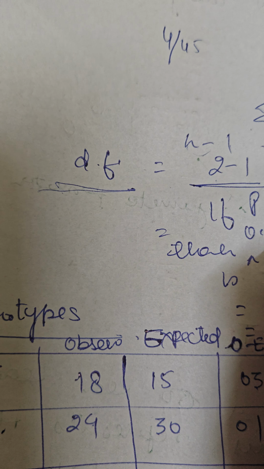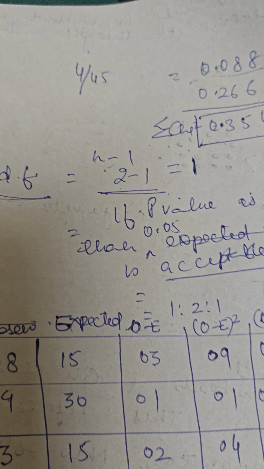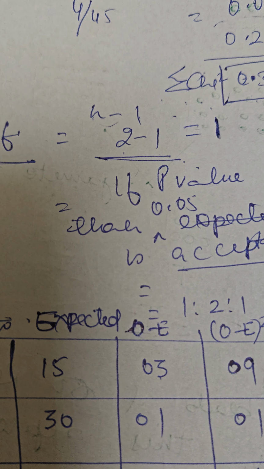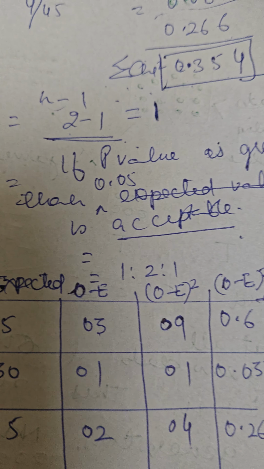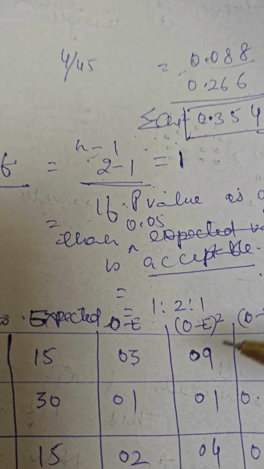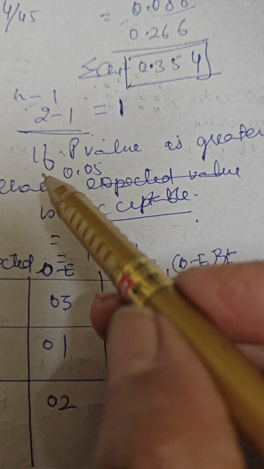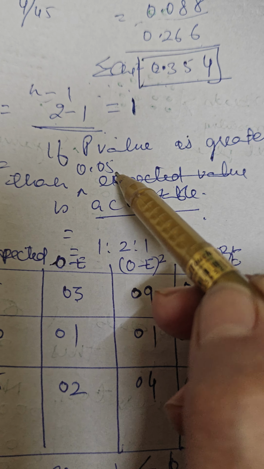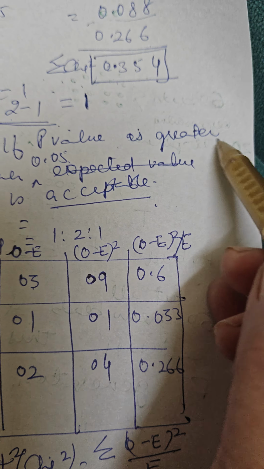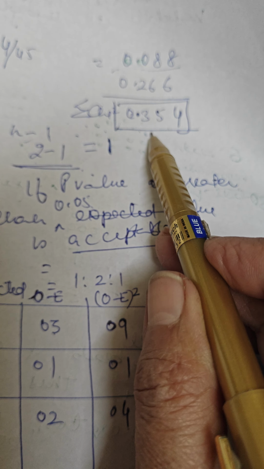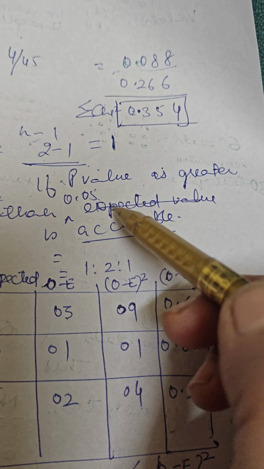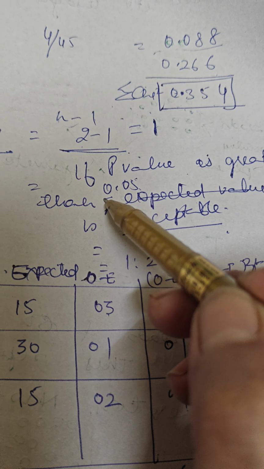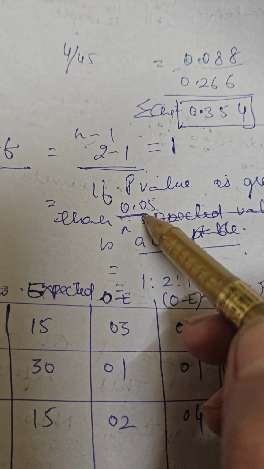Now what is the use of this degree of freedom? You have to look into the chi-square table, and I'll share one screenshot with you. You check whether the chi-square value that comes out is higher than the value given in the table for degree of freedom 1 under this 0.05 probability.